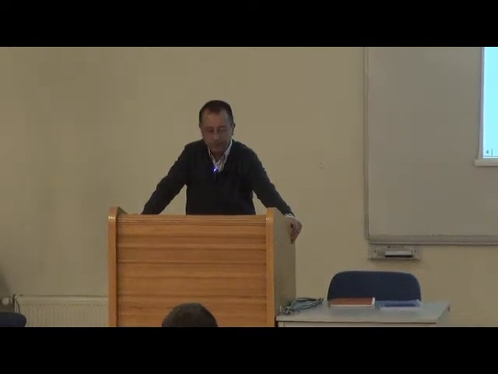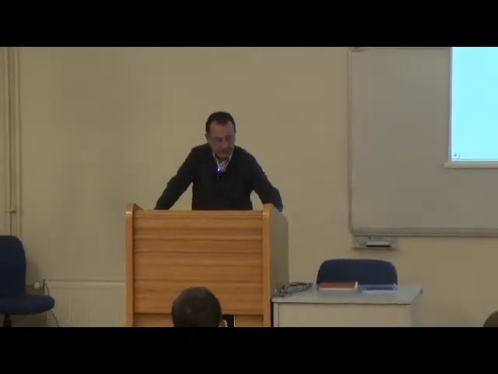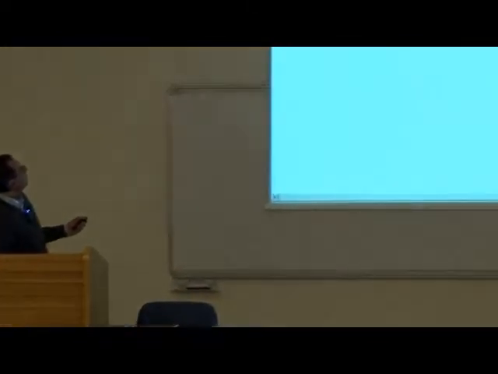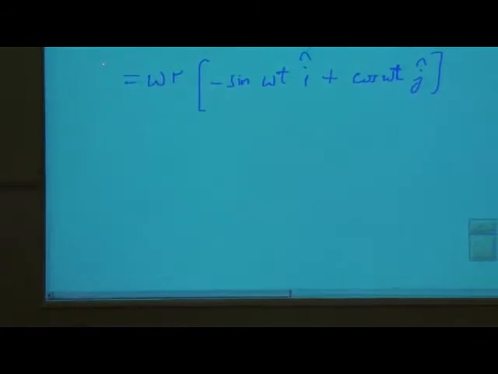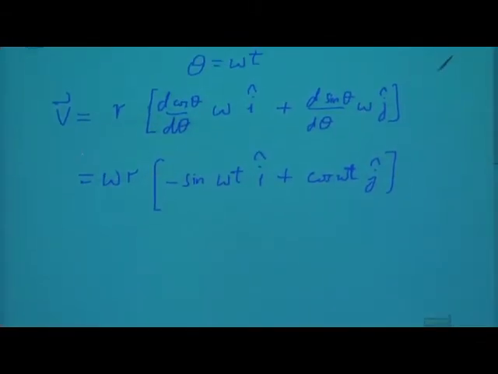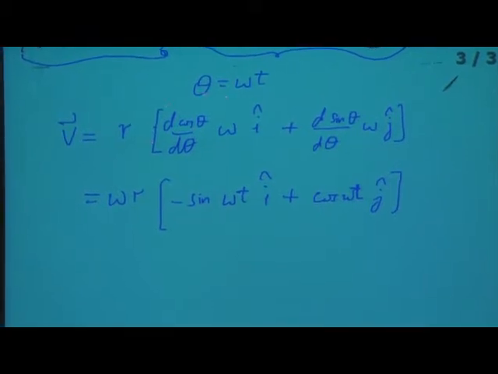Now, in the last lecture, we started calculating the velocity for uniform circular motion. We found that we needed to learn what the derivative of cos theta and sine theta, what these derivatives are.